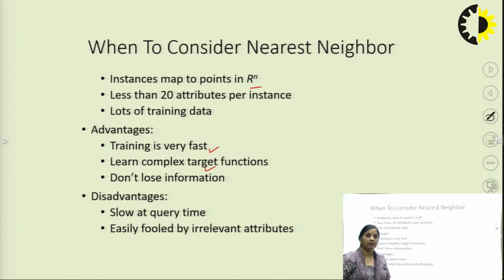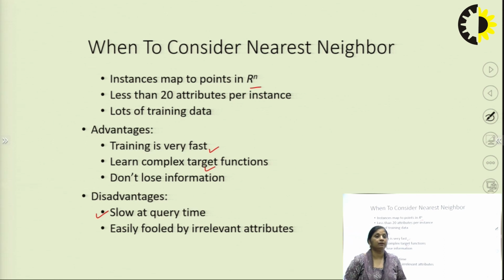And what is a disadvantage when we are applying nearest neighbor? Because there is no calculation done at training time, everything is calculated at query time. When a query comes, the distance of this query from all the points will be calculated to find the nearest neighbor. So there is a lot of calculation at the time of query. So it is slow at query time.